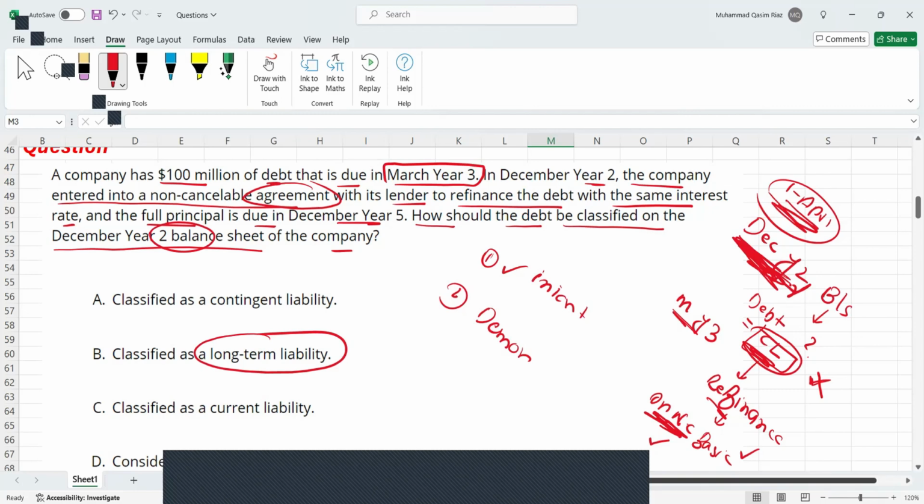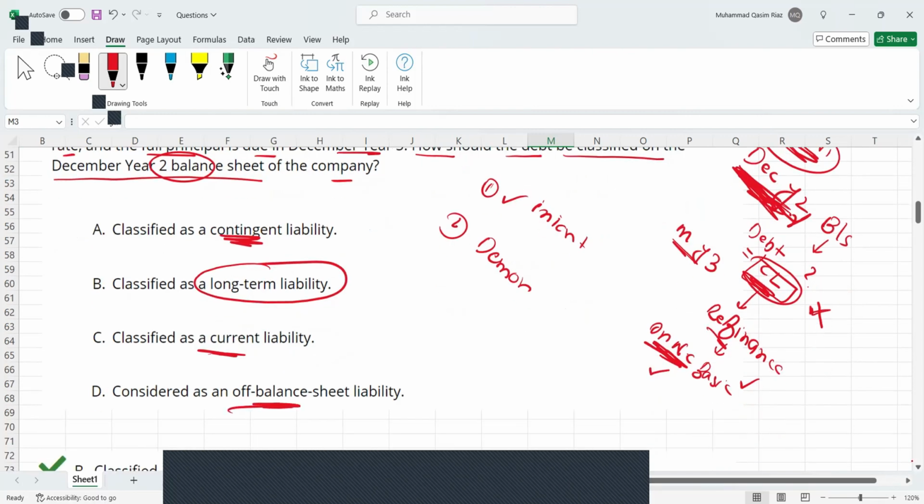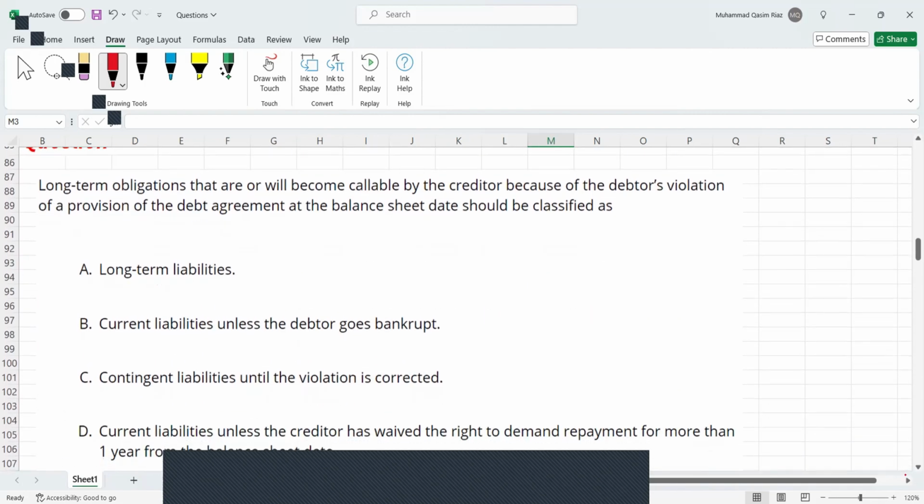So it means, what is the option? This liability should be classified as long-term liability, okay, because it is going to refinance on non-current basis. So why are the other options incorrect? So first option is that this should be classified as a contingent liability. No, it's not conditional. Option C, it should be classified as current liability. No. So it should be considered as off balance sheet liability. Option D, no. So it is not off balance sheet, we have to record on the balance sheet. Understood? So option B was the correct answer.